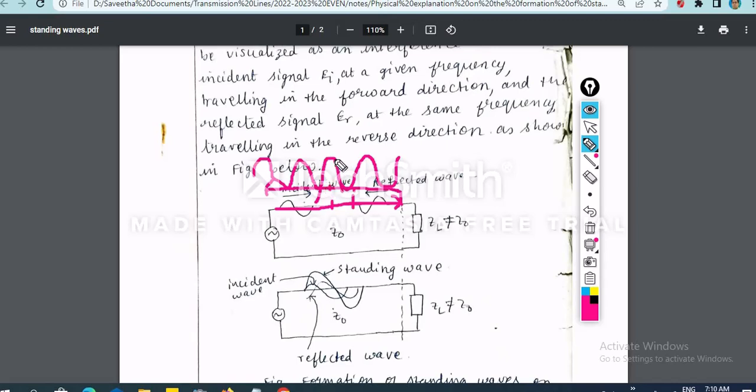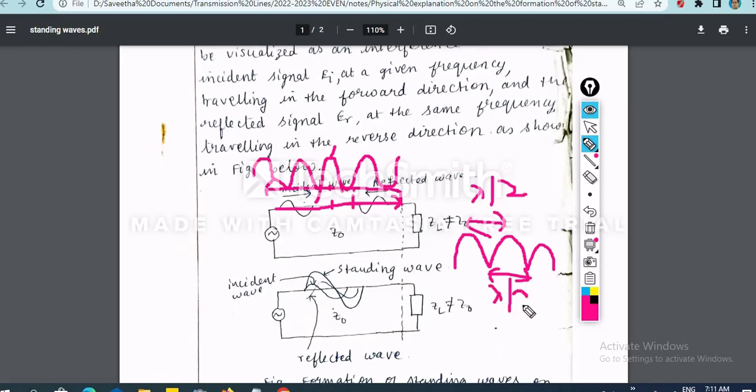Where we are getting maximum, that is called antinode, and where we are getting minima, that is called node of this standing wave. So that is the physical explanation. And one more important point to be noted: in this standing wave that is created, the distance between two maxima is always lambda by 2, and also the distance between two minima is lambda by 2.